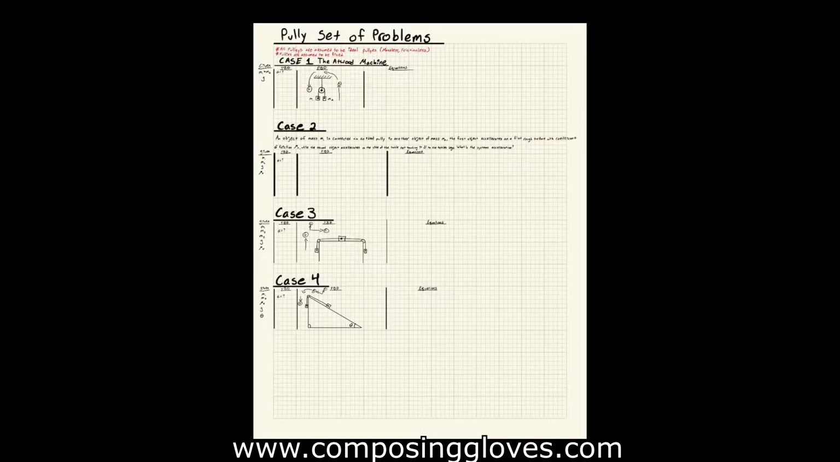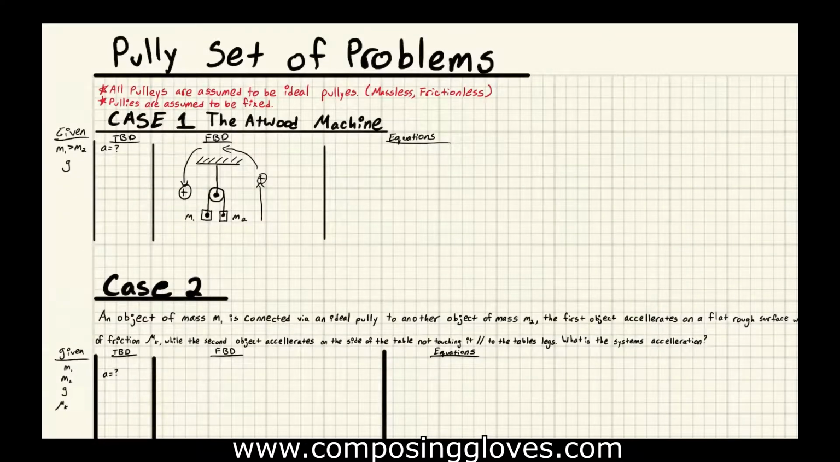A couple notes. At the beginning, we note here all pulleys are assumed to be ideal, meaning there's no mass or friction, or they're made so well that it's negligible. So we don't need to worry about that caused by our pulleys. And pulleys are assumed to be fixed. So thank goodness we don't have moving pulleys. That could actually be quite interesting. Think of the things you can make with that. But let's go ahead and dive into this first one.